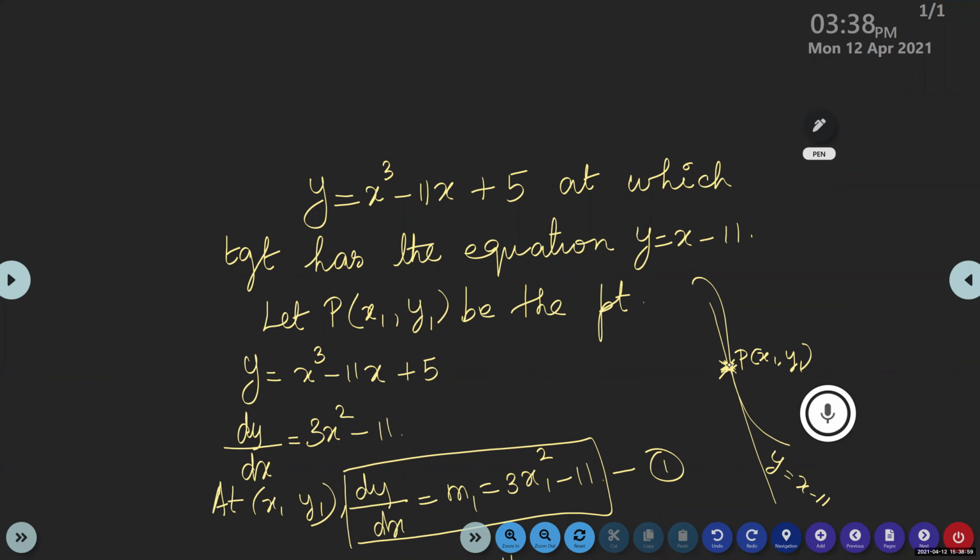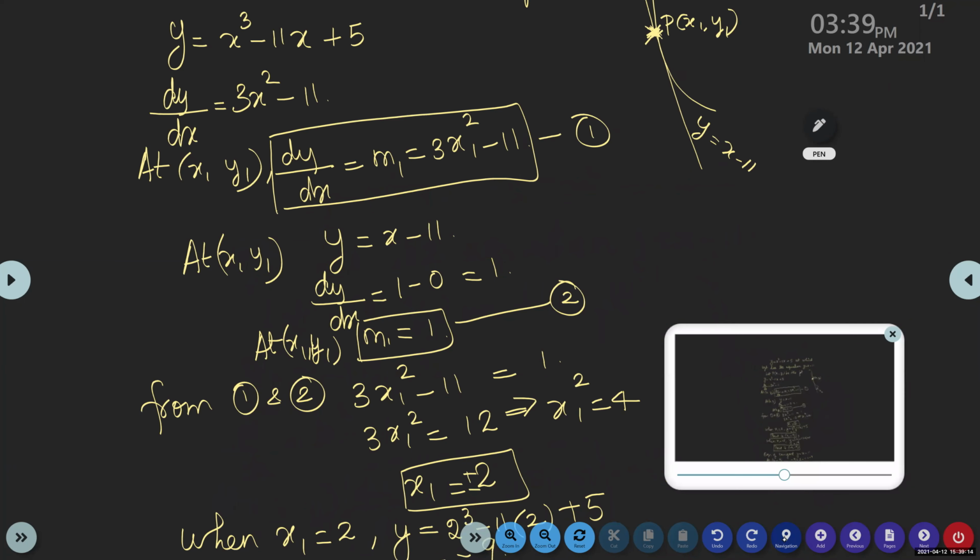At the point x1, y1, in the place of x, we put x1. If y were there, we would substitute y1, but there is no y term. So we are getting dy by dx is 3x1 square minus 11. Then from the given tangent, we are finding dy by dx. Here dy by dx is 1. When we equate, we are getting two values for x.